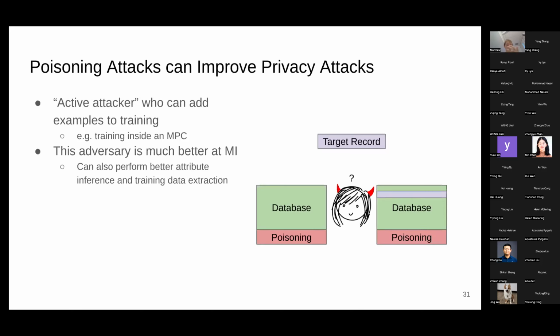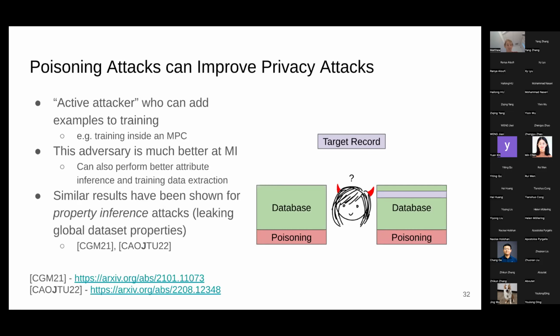And it turns out the message of this work is that you can do attribute inference and training data extraction and membership inference all a lot better as a result of this poisoning attack. And there have been similar results that folks have shown for property inference attacks, which is looking at more global properties of the data set. Can you determine how many women were used to train a model, the gender distribution or something like this? You can infer this also better with poisoning.